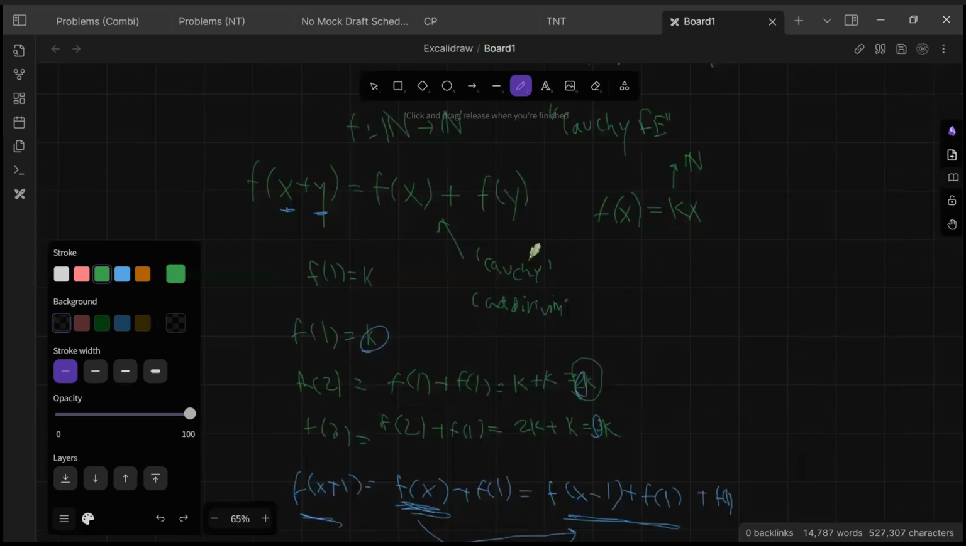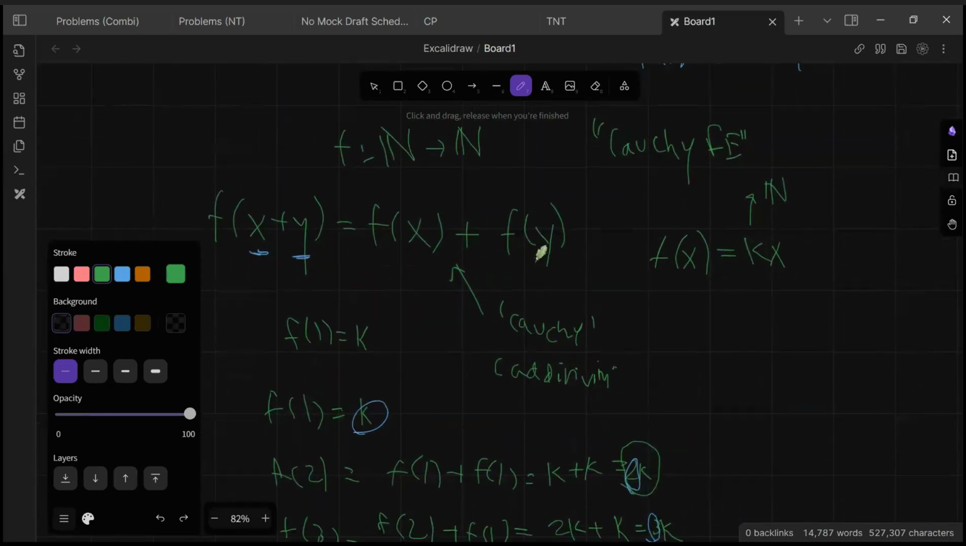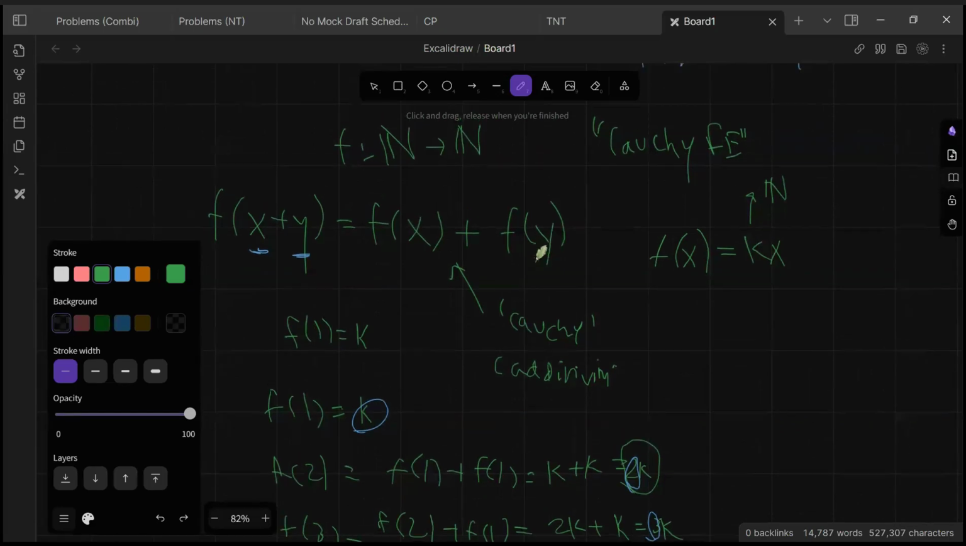So cool. That's a very nice solution. It's not as nice, like, it's not unique. It's not only f of x is x. But yeah, this is fine. This works. It's not bad.